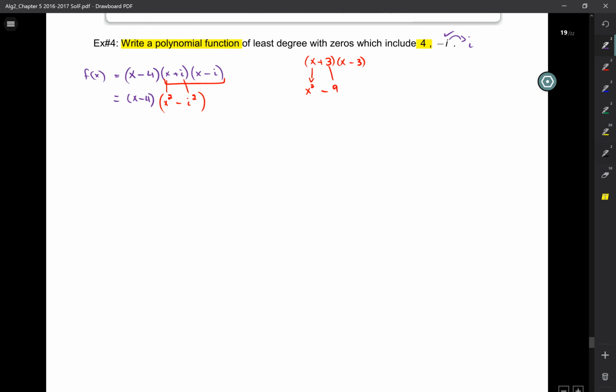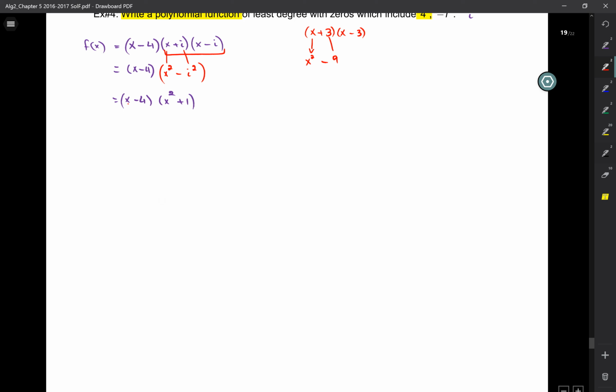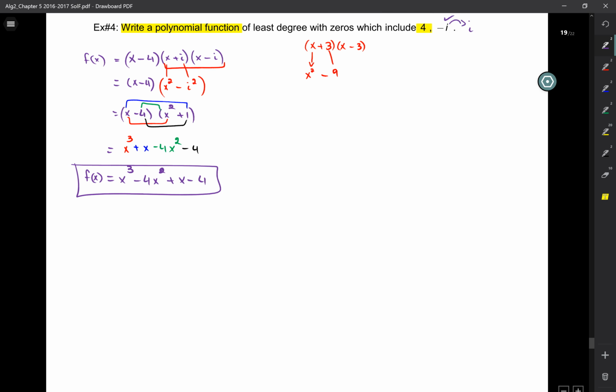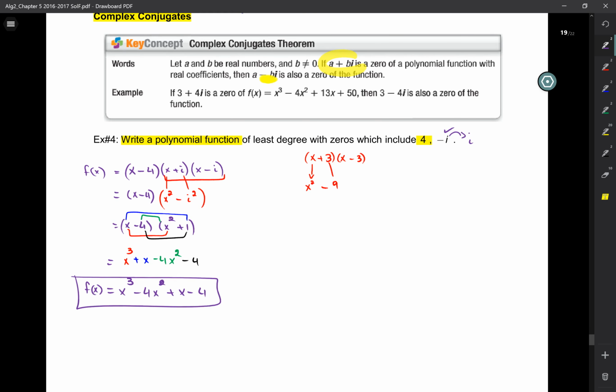Now can I FOIL this one? Yeah, I sure can. So first terms give me x cubed. Outer terms plus x. Inner terms minus 4x squared. Last terms minus 4. So this is f of x equal to, you've got to put it in the right order. There you have it. Look at that. All you had was 4 and negative i, and look at the function that you came up with. That alone deserves a standing ovation if you ask me.